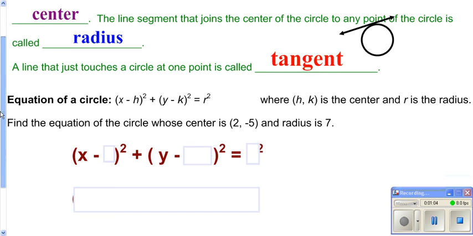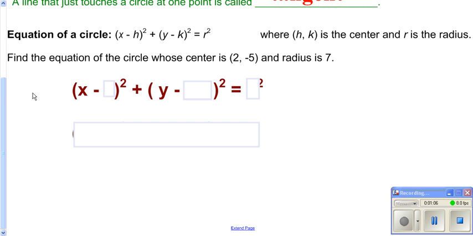Now, all circles can be written in the form of (x minus h) all squared plus (y minus k) all squared equaling your radius squared. The h and k is the center of your circle, and r is your radius.